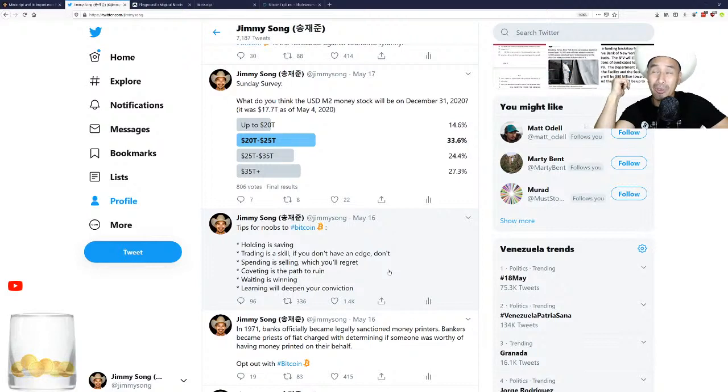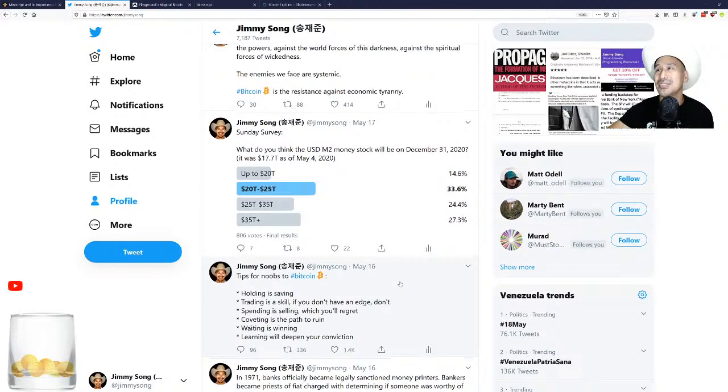So I mean, holding is saving, guys, and that's a perfectly legitimate use. Trading is a skill, and if you don't have the skill, just don't trade. It's a bad idea. Spending is selling, so don't spend your Bitcoin because you'll generally regret it. Coveting is the path to ruin, and this is what happens to a lot of people, is that they get in and think they can make even better gains by going to altcoins that their friend made 5x on, or ICOs or something like that, or maybe leverage on BitMEX, whatever. That's how you go get wrecked. Waiting is winning. Because Bitcoin continues to go up over the long term, if you just wait, you'll do fine. Learning will deepen your conviction.